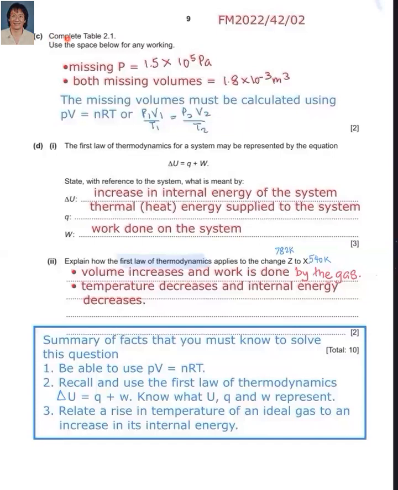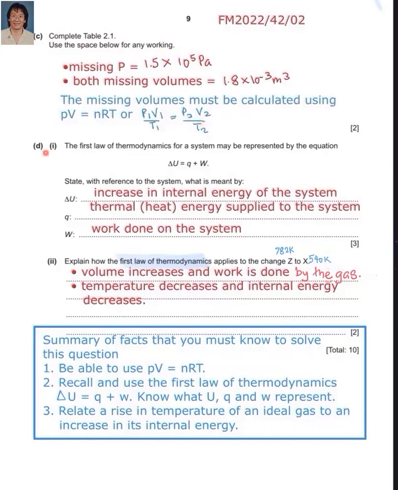In part C, complete table 2.1, use the space below for any working. The missing value P is 1.5 times 10 to the minus 5 Pascal, which will carry 1 mark. And then the missing volume, which is 1.8 times 10 to the minus 3 meter cube, will carry the other mark. We need to calculate the missing volume either by using PV equals nRT or P1 V1 over T1 equals P2 V2 over T2 as discussed in the previous page.